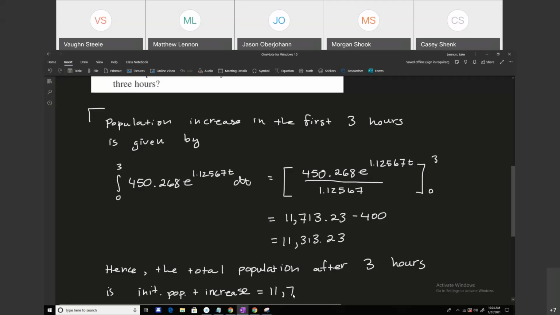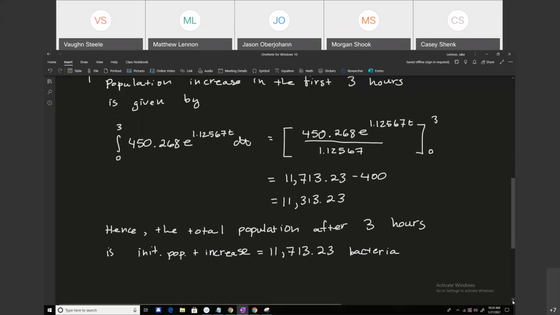So that's 11,713.23 bacteria. Maybe, again, this is a model, so it's a bit of an estimation there, a projection. And having 0.23 bacteria doesn't make sense. So maybe you would just round this to the nearest whole number, 11,713. Anyhow, that's it for number 16. Pretty straightforward net change problem. They give you the function, you just have to do the integration work.